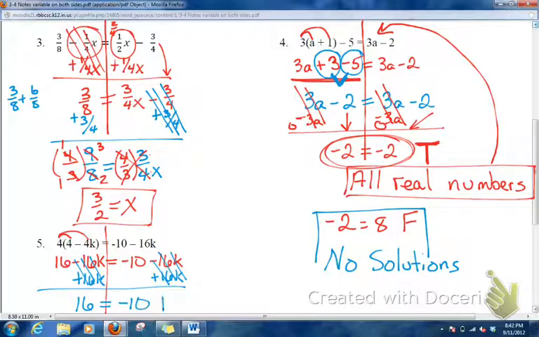And we obviously know that is a false statement. And what did we just say about false statements? They have no solution. So for this problem, you're going to say your answer is no solution.